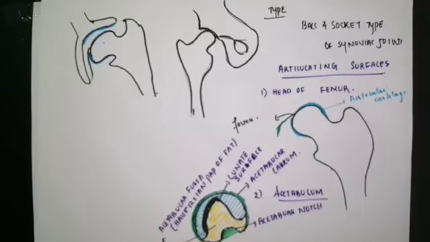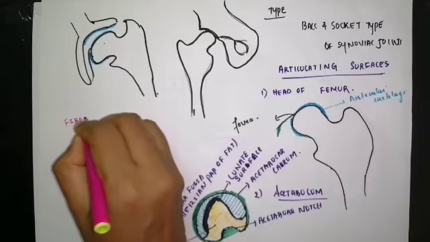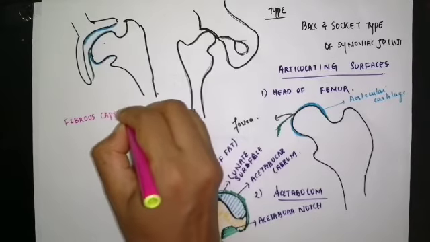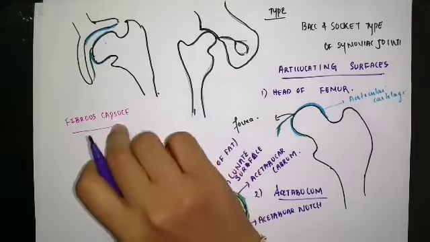Now what about the capsule, the fibrous capsule? Now we are discussing the fibrous capsule of the hip joint. As every joint has, the hip joint is also having a fibrous capsule. Now we will see the capsular attachment. Now you can see the capsular attachment here.